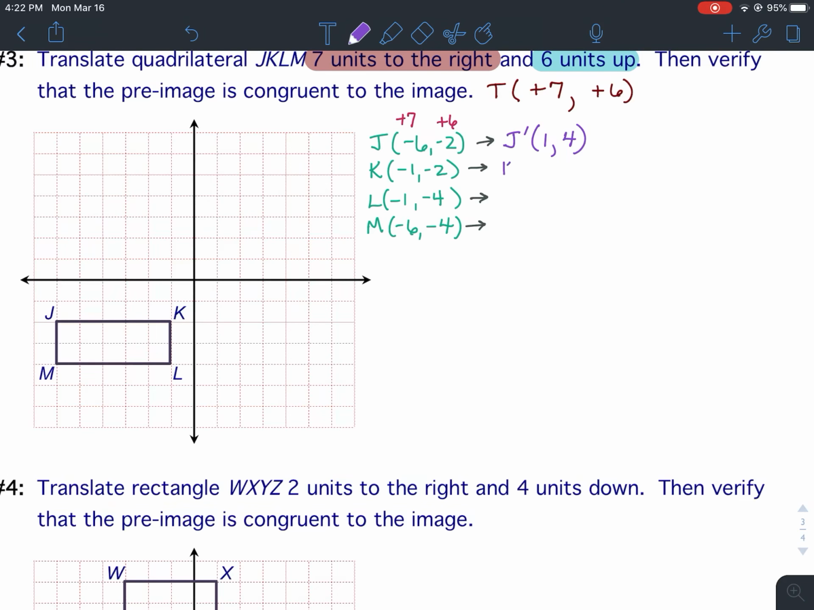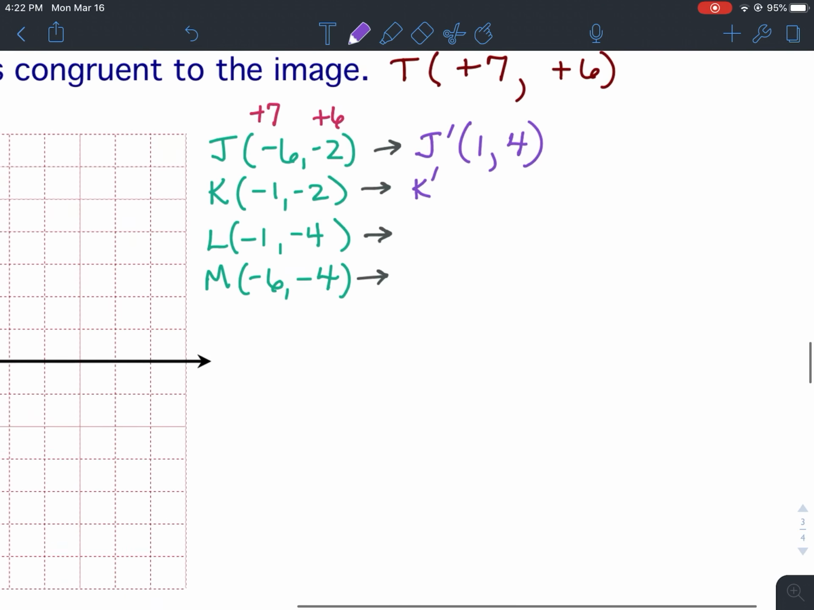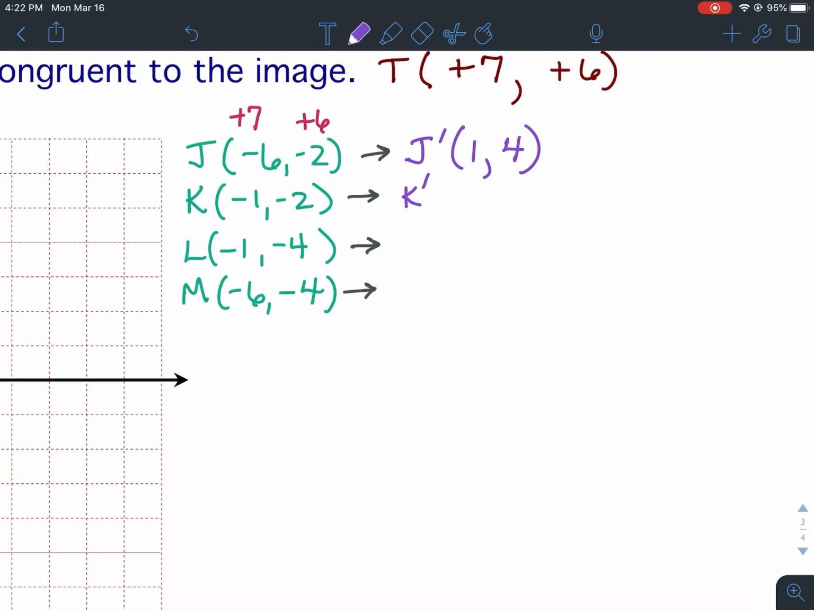So K prime. I'm going to zoom in a little bit. K prime. I'm going to take -1 plus 7, or 7 minus 1, which would be 6. -2 plus 6, or 6 minus 2, either one, which would be 4. For L prime, -1 plus 7, or 7 minus 1, either one, which is 6. -4 plus 6, or 6 minus 4, which is 2.